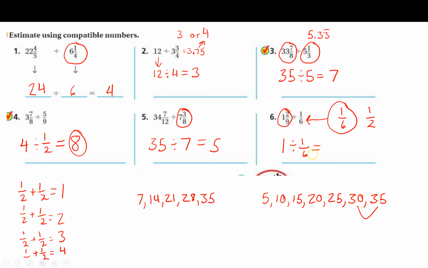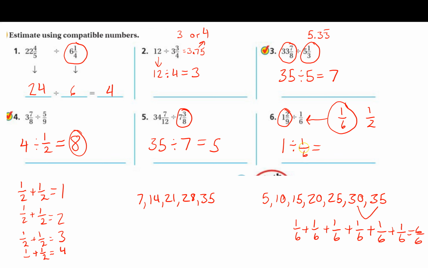1/6. And you may say, well, Mr. Music, you didn't change the number. That's okay. You don't have to change the number when you're estimating. Okay. So 1/6, how many 1/6 are there in 1? Well, if we wanted to make 1 whole using just 1/6, we would have to add 1/6 6 times, because 6/6 is 1 whole. So 1/6 plus 1/6 plus 1/6 plus 1/6 plus 1/6, there's 5/6 plus 1 more, that would be 6/6, which is equal to 1 whole.